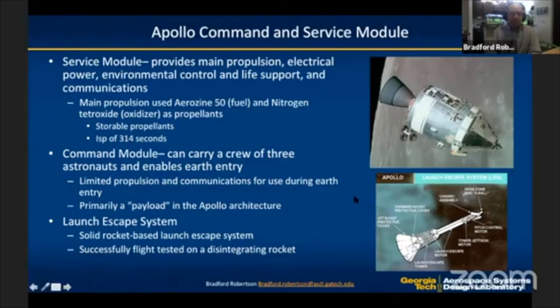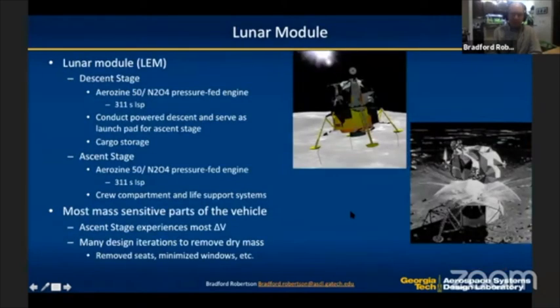And that was actually a really cool video, if y'all can find that on YouTube, of them testing this on a rocket as it was disintegrating. So fortunately, we never had to use this with crew on board. Similarly, the lunar module was a two-stage setup with similar propellants, about the same ISP for those. And so the descent module performed the more Delta V heavy descent while carrying the ascent module, and then also served as the launch pad for the ascent stage.